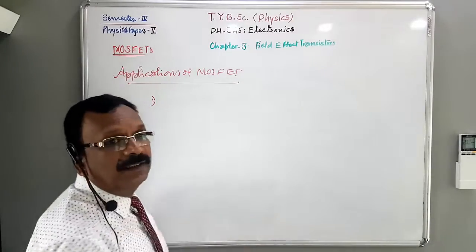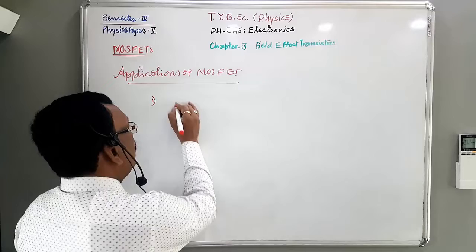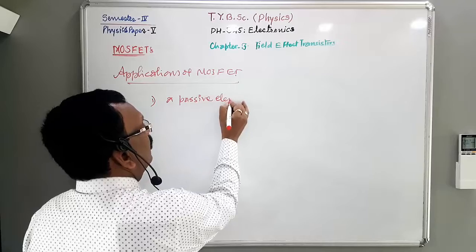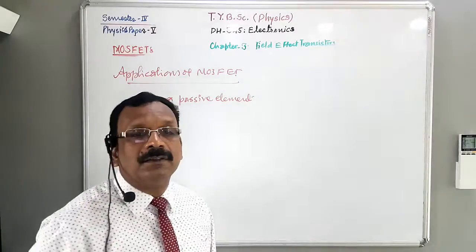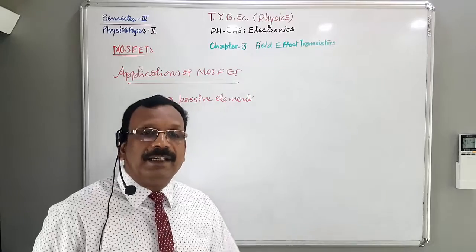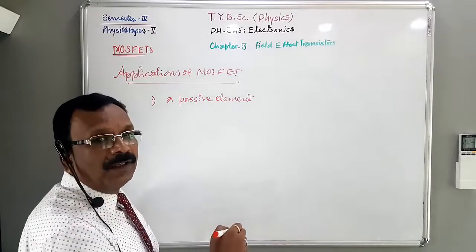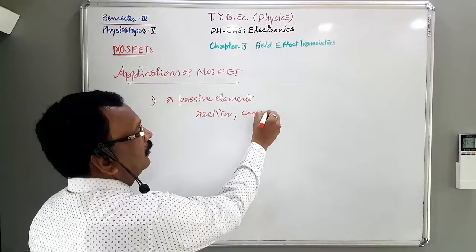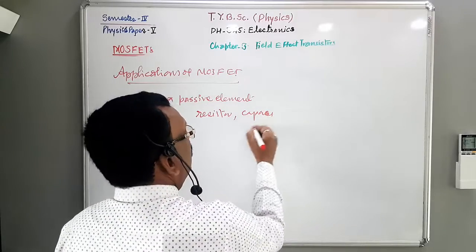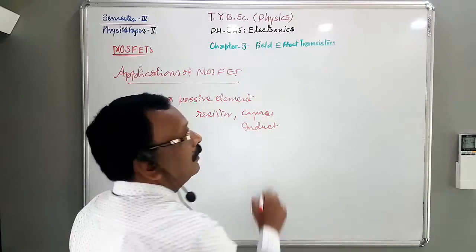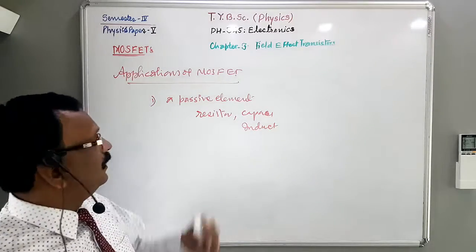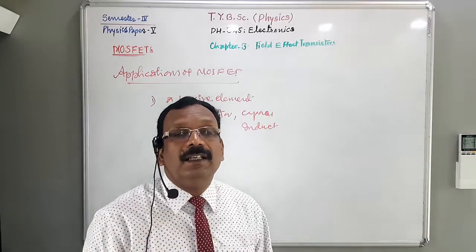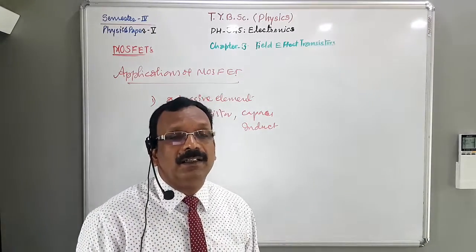First, MOSFET can be used as a passive element, that is, rather than active. And in passive elements we know electronic components like resistor, then capacitor, then inductor. These components come under this head. So MOSFET can be used as a resistor, capacitor and inductor.